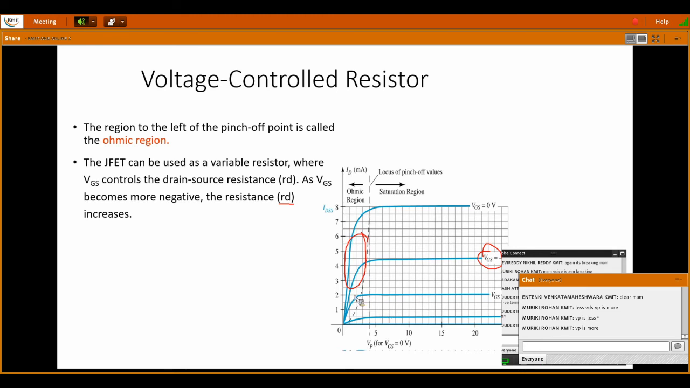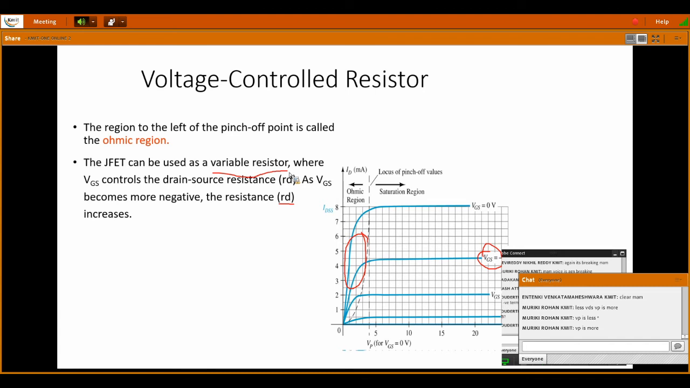So VDS and ID will be varying, that is, resistance in the ohmic region is varied with respect to gate voltage VGS. So the JFET can also be used as a voltage variable resistor. This is a short answer type question in your examination: explain how a FET is used as a voltage controlled resistor or a voltage variable resistor.